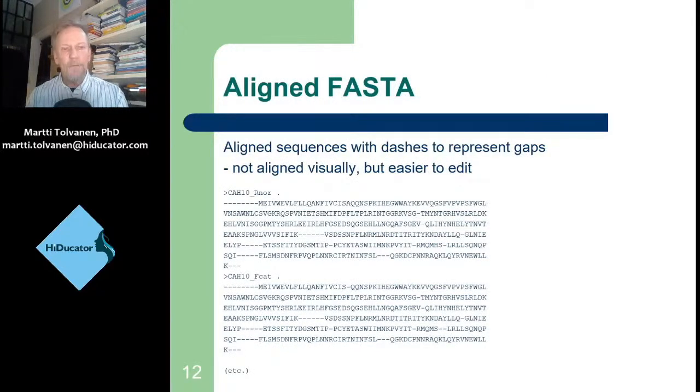And then we have aligned FASTA, in which the alignment program has added the dashes to represent the gaps. And now the sequences are of equal length, and if you are going to use these sequences further as aligned sequences, they should keep the equal length. So be careful not to delete accidentally some of those dashes.